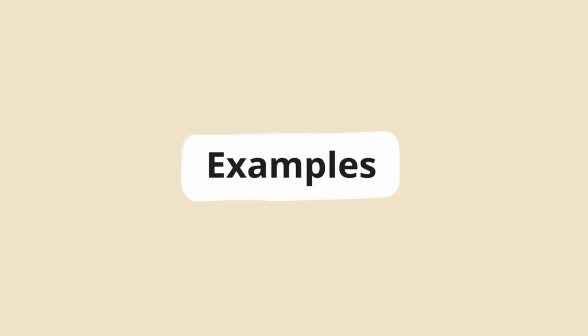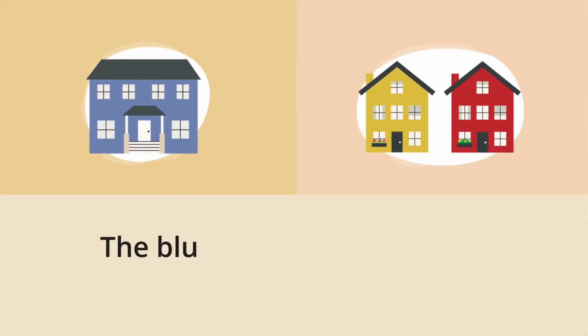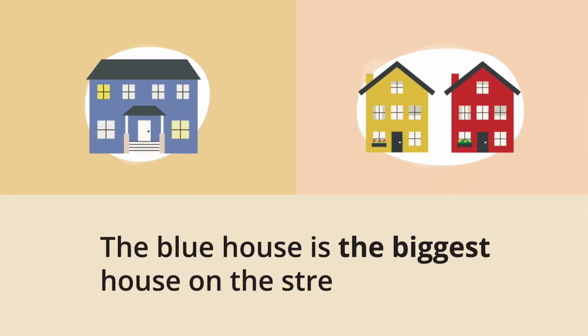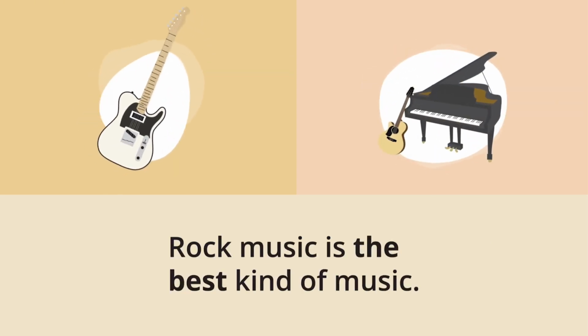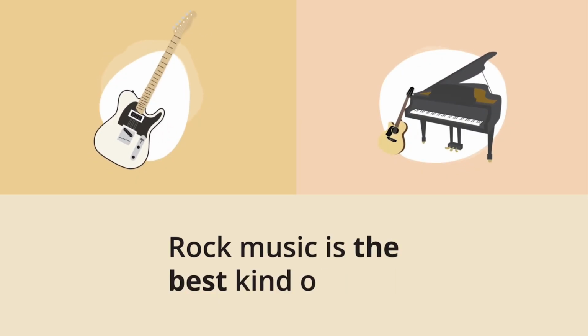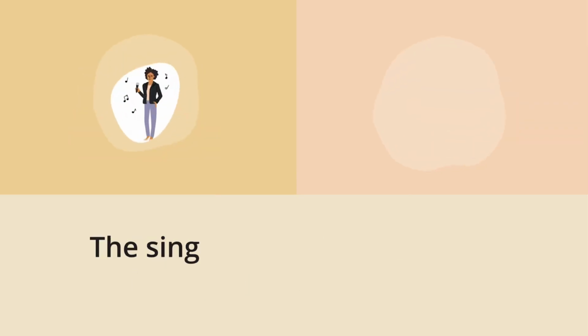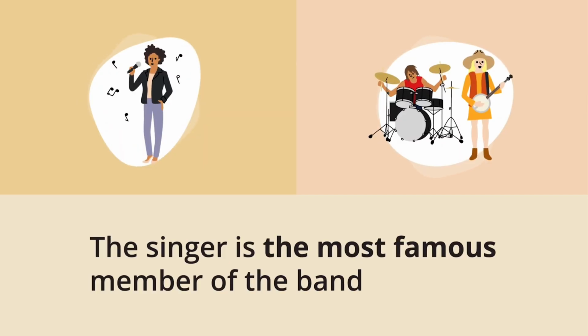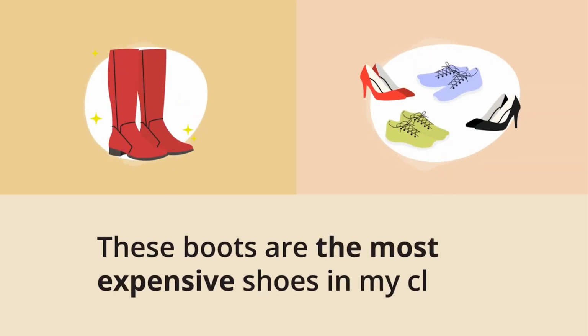Let's look at some examples of superlative adjectives in a sentence. The blue house is the biggest house on the street. Rock music is the best kind of music. My dog is the laziest pet in my house. The singer is the most famous member of the band. These boots are the most expensive shoes in my closet.